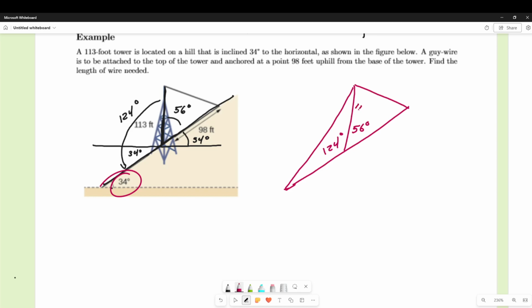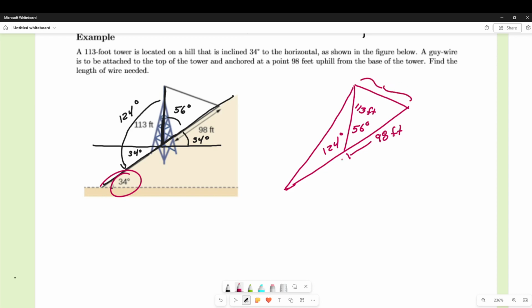We're told that tower is 113. We're told that this guy wire is anchored 98 feet up the hill, and we're asked, we can be asked different things in this one. All right, guy wire attached to the top of the tower. Find the length of the wire needed. Oh, okay, so we're just trying to find the length of this wire.